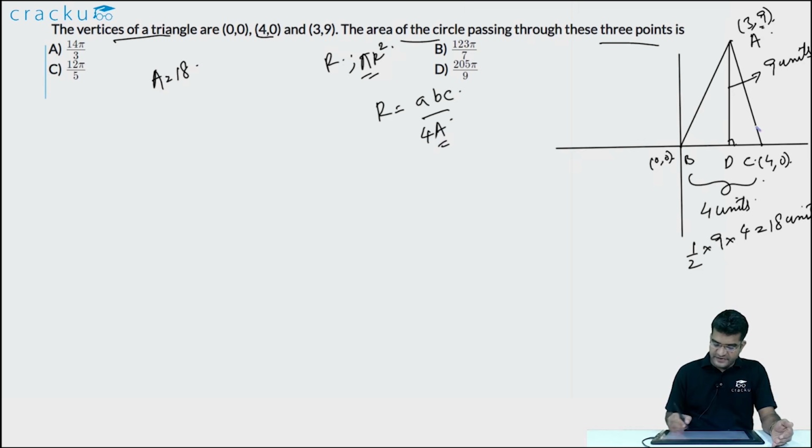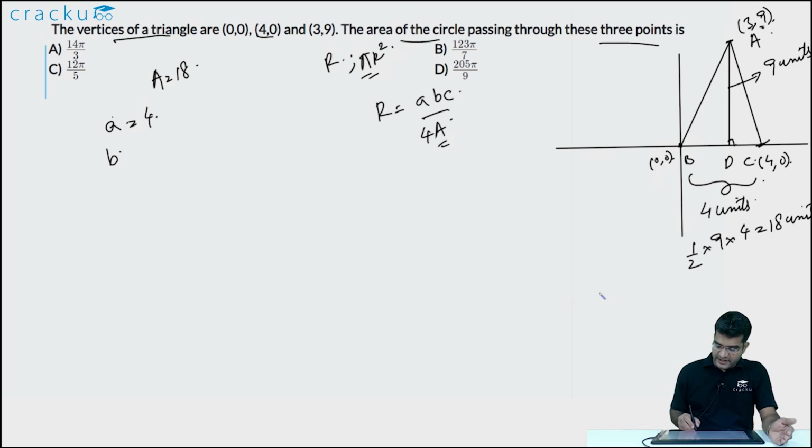We know the length of BC, that is the value of small a is equal to 4 units. That is the distance between 0, 0 and 4, 0. That will equal 4 units. What is the length of b? The length of b is the length of AC. We know the coordinates of both vertices, so we will have to calculate its length.